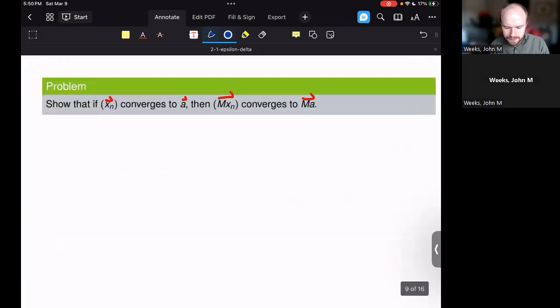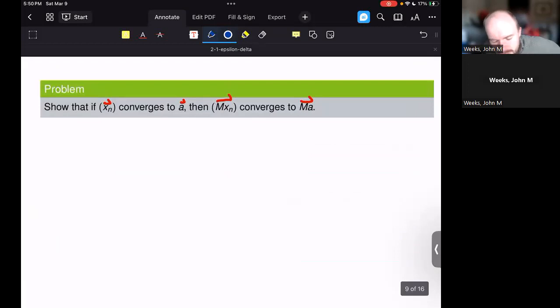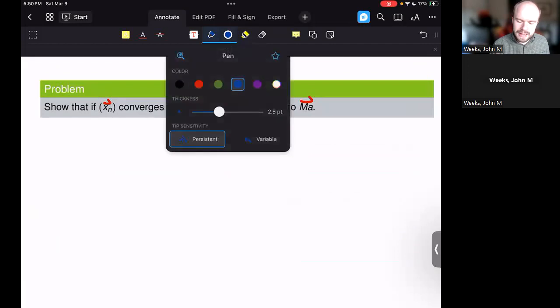Let's practice one more time. Let's show that if the vectors x sub n converge to the vector a, then m times x sub n converges to m times a.